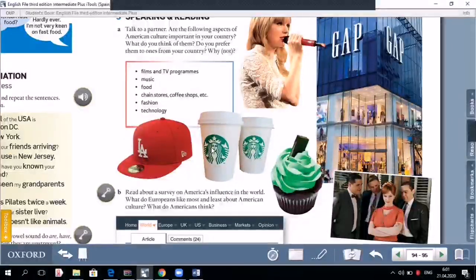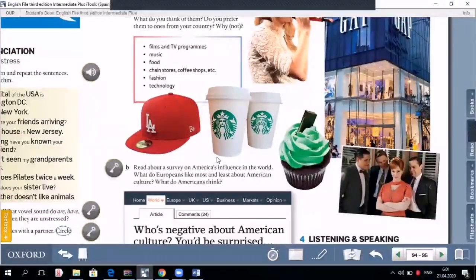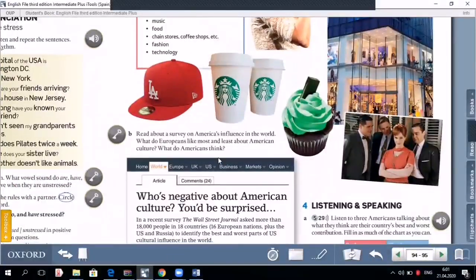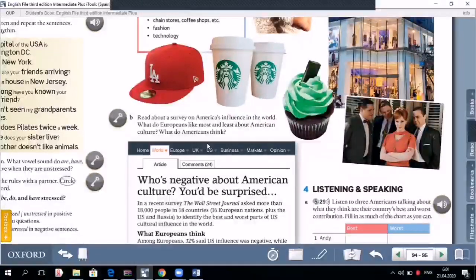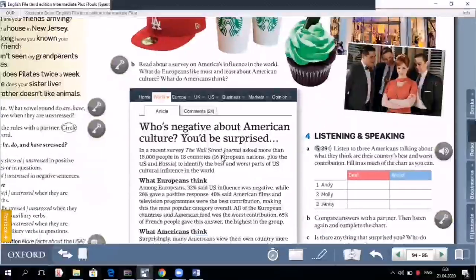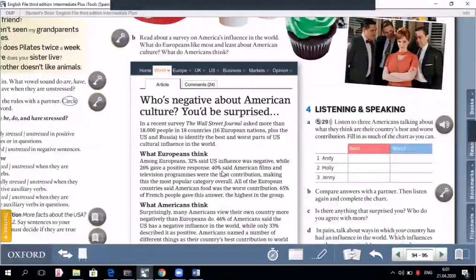Fashion, technology. So, people here have done some surveys on American influence in the world. What is the influence or impact of America on the world? Read about a survey on America's influence in the world. What do Europeans like most and least about American culture? What do Americans think? You should do this task, and then you can check your answers, whether you have mistakes or not. So, who's negative about American culture? You'd be surprised to hear.